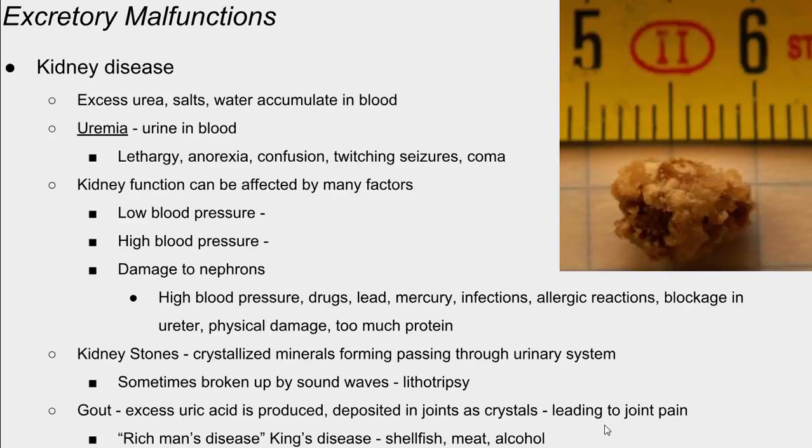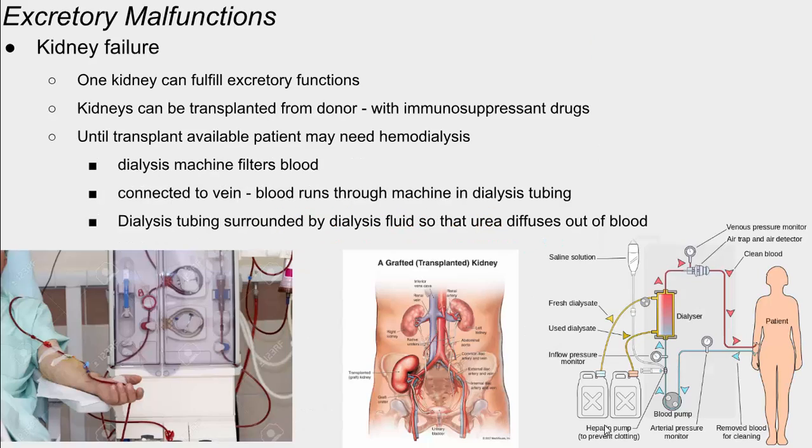Another disease you might hear of is gout. Gout is when uric acid that should be eliminated by the kidneys is not. It builds up to too high levels, and it gets deposited in a person's joints as crystals of uric acid. It used to be called the king's disease because it was common in people eating lots of shellfish and meat, and alcohol can encourage the development of gout.